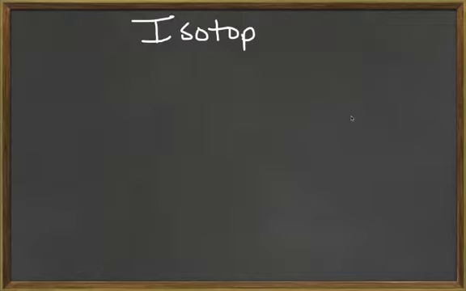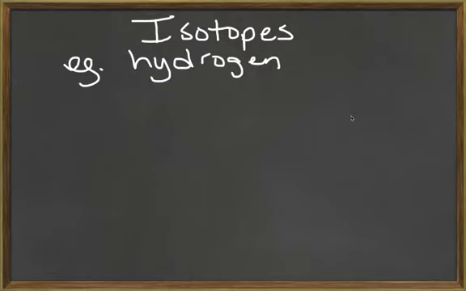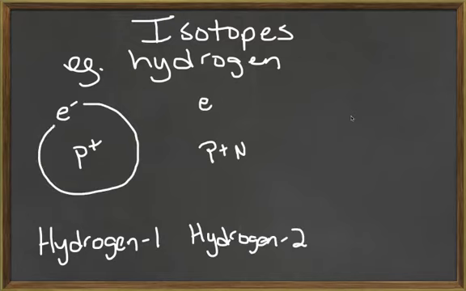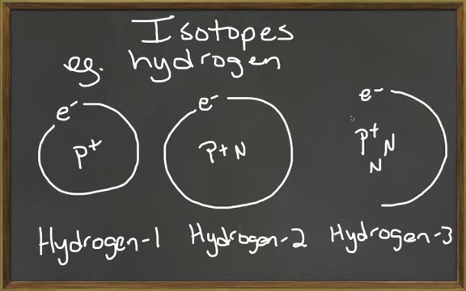An atom of a specific element can have different numbers of neutrons in the nucleus. Two atoms that have the same number of protons but different numbers of neutrons are called isotopes. The mass of the two atoms or isotopes will be different. Hydrogen, for example, has 3 isotopes. Hydrogen 1 with 1 proton and 1 electron, hydrogen 2 with 1 proton, 1 electron, and 1 neutron, and hydrogen 3 with 1 proton, 1 electron, and 2 neutrons.